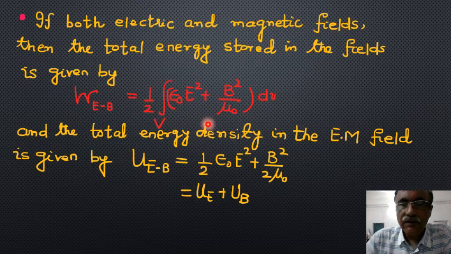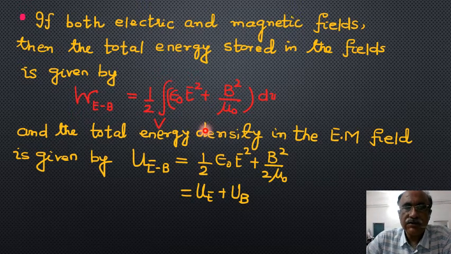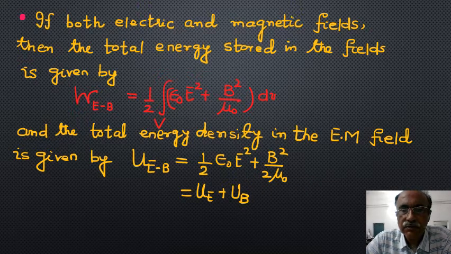Now, if both the electric field and the magnetic fields are present, then the total energy stored in the fields is given by WEB equal to half volume integral of epsilon 0 E square plus B square by mu 0 into the elementary volume dV. And the corresponding total energy density in that electromagnetic field will be given by half the integrand in the above integral, which is half epsilon 0 E square plus B square by 2 mu 0.